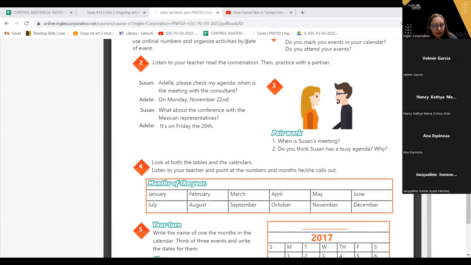Let's see, do we have the answer? What were the sales in February? The sales in February are $20,000. Yes, that is correct.